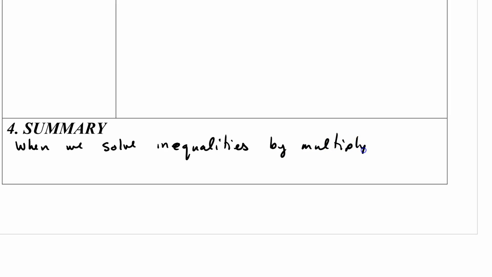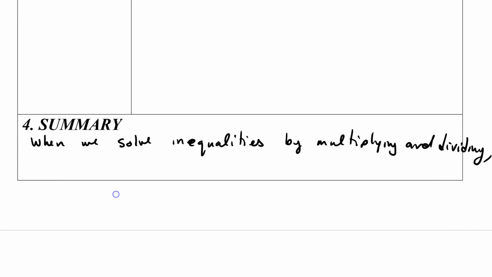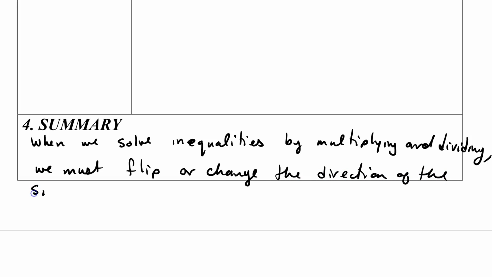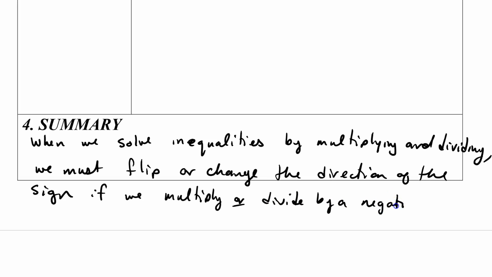So, in summary, when we solve inequalities by multiplying and dividing, we must flip or change the direction of the sign if we multiply or divide by a negative number.